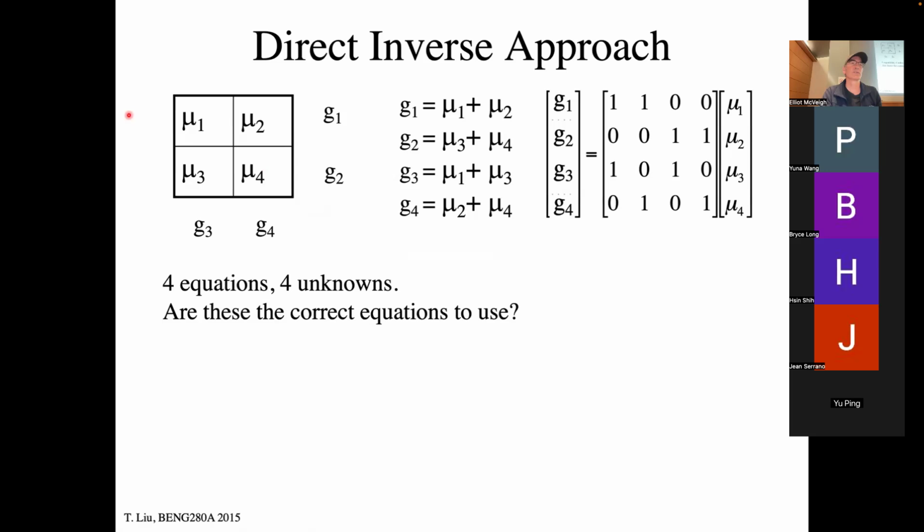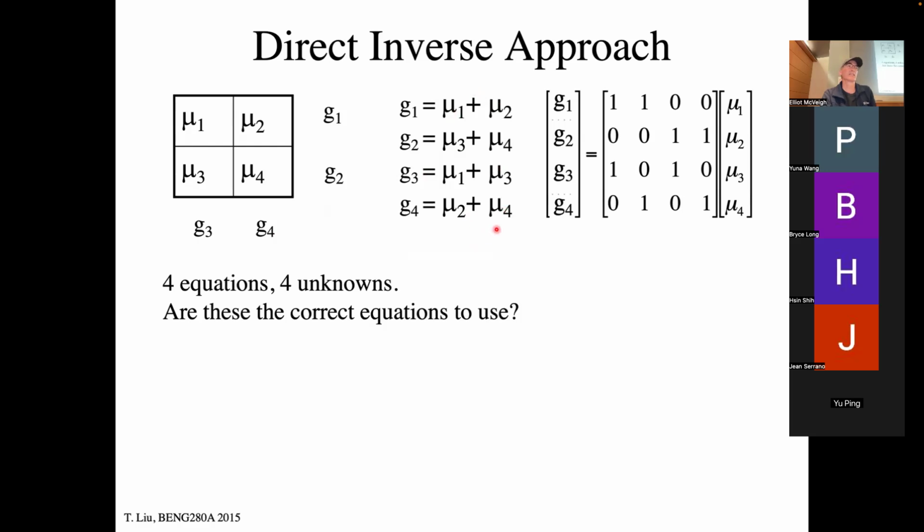And we take the following projections. We take a projection through here, we get a G value that is mu1 plus mu2. Projection through here also, a mu value, which is mu3 plus mu4. A projection this way, G3 is mu1 plus mu3, and a projection this way, mu2 plus mu4. Okay. So these are my measurements that I made on my machine. And I have 4 of them, and I have 4 unknowns, right?